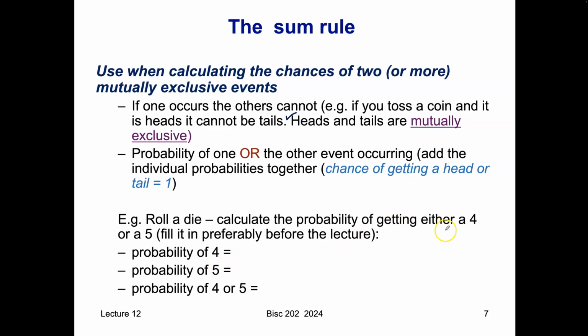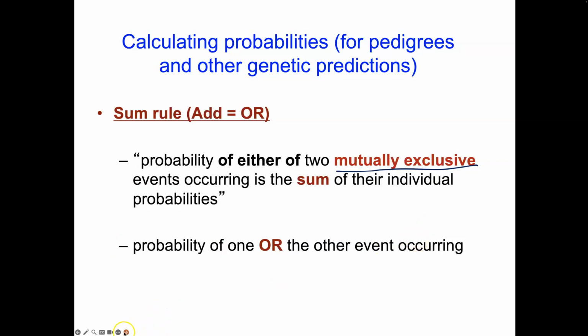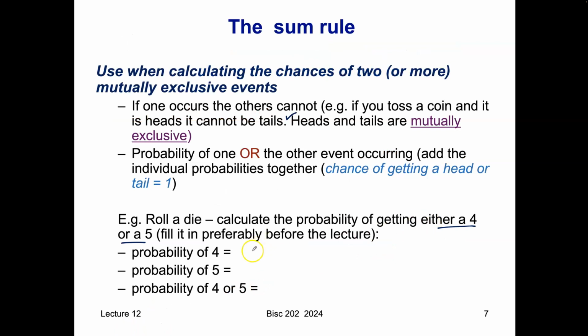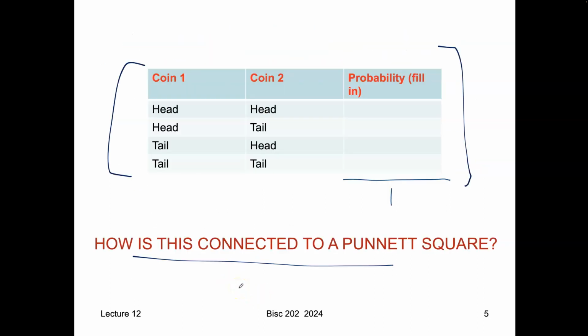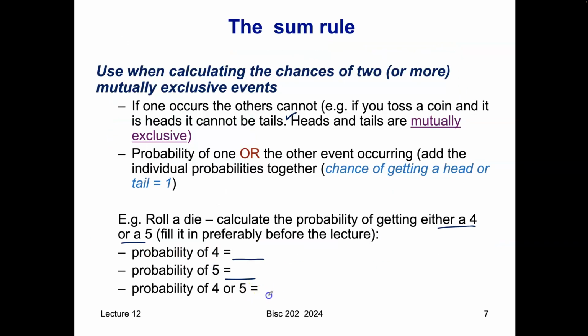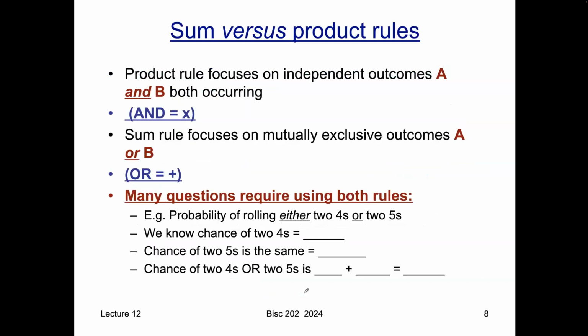Okay, so the probability of getting either a 4 or a 5 when you roll a die, you're going to want the probability of this, the probability of this, and then you can use that to calculate this. Okay, and I'll be asking that in the class too. So this is your chance to do some advanced prep, and if you have done, then you'll find it an easier time in the lecture.